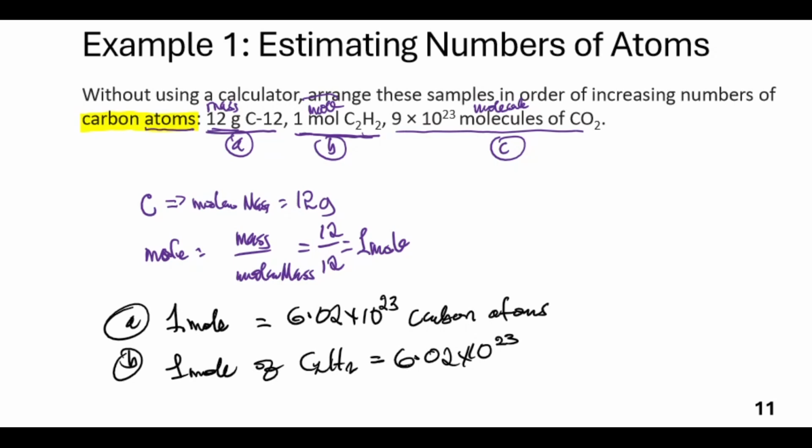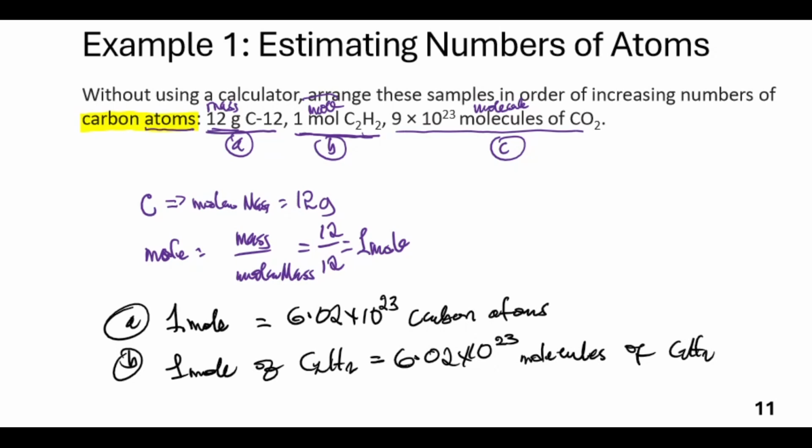So this is a molecular compound. It means it contains 6.02 times 10 to the power of 23 molecules of C2H2. If you are trying to count the molecules, 1, 2, 3, 4, how many molecules in 1 mole of that C2H2? We are going to have 6.02 times 10 to the power of 23 molecules inside it.